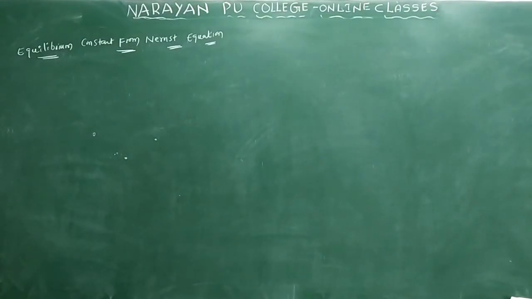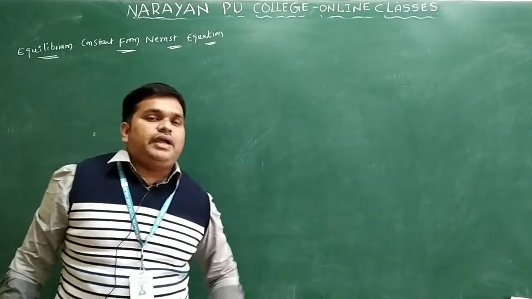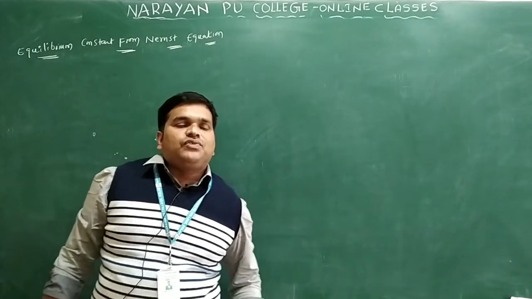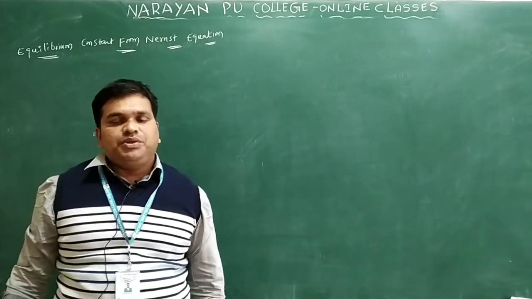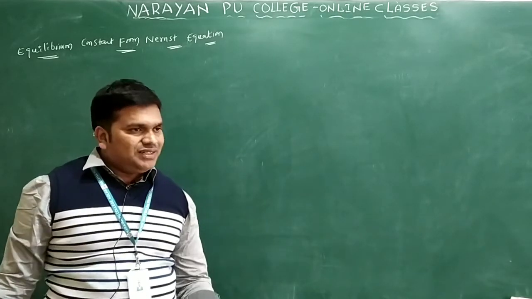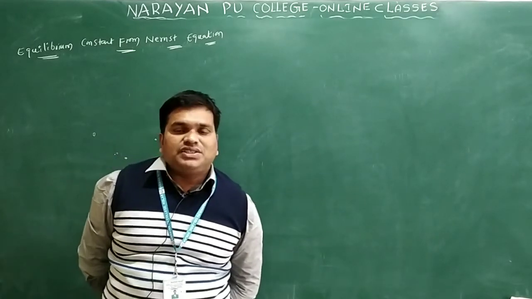So the next concept: we have the equilibrium constant from the Nernst equation only. Once you recall the equilibrium constant from first year, we have Kc in the form of concentration terms, and Kp in the form of partial pressures only. If you take Kc, what you will write? You will write the concentration of the products by the concentration of the reactants only.